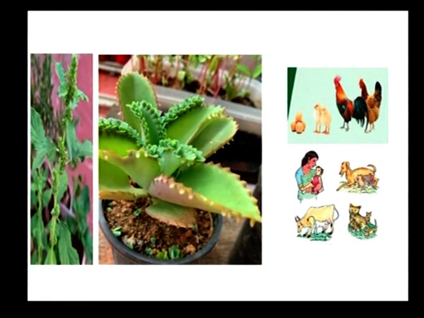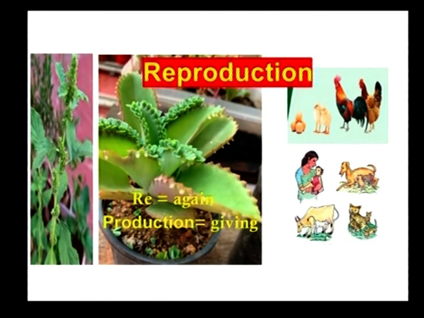Can you recognize this process? This is reproduction. Reproduction means again giving the same type of species. We can see reproduction in plants and animals. Reproduction helps them to continue the race. So these are the basic life processes. We are going to learn about life process going on in plants and animals living around us. You might have observed so many plants and animals in your surroundings.